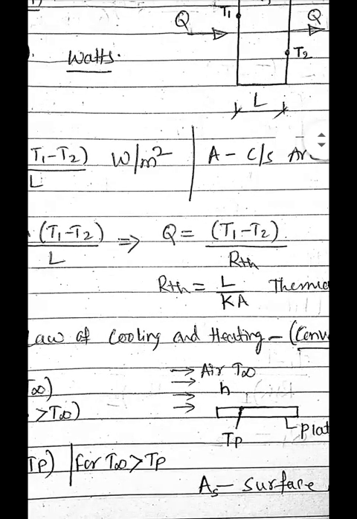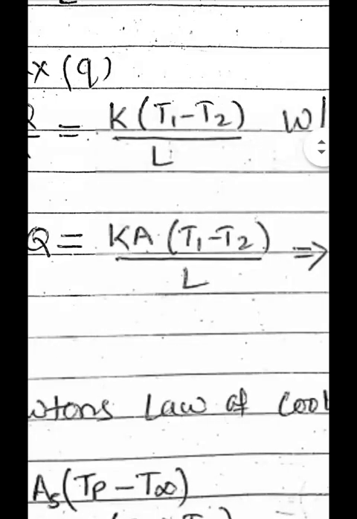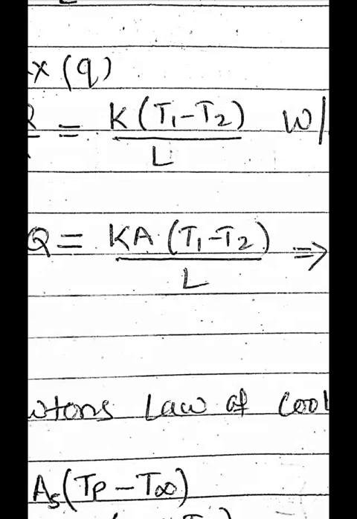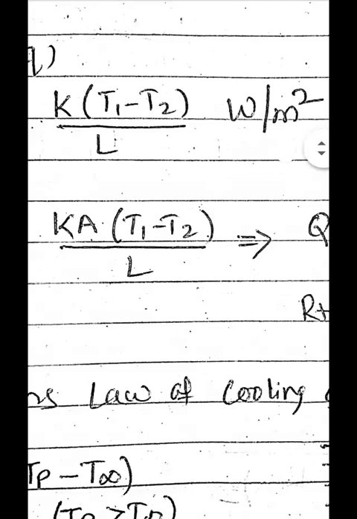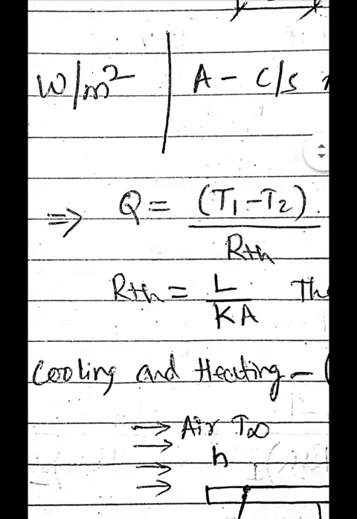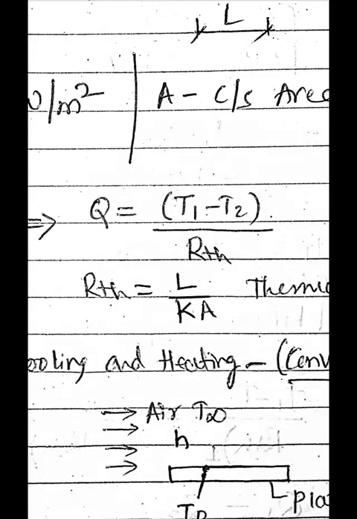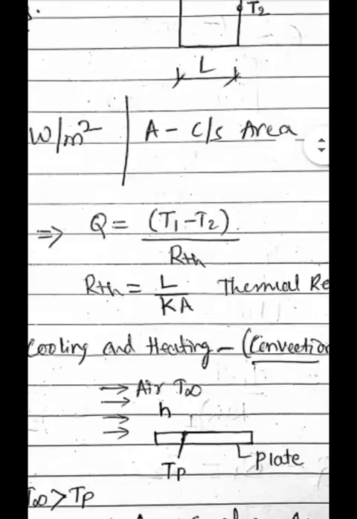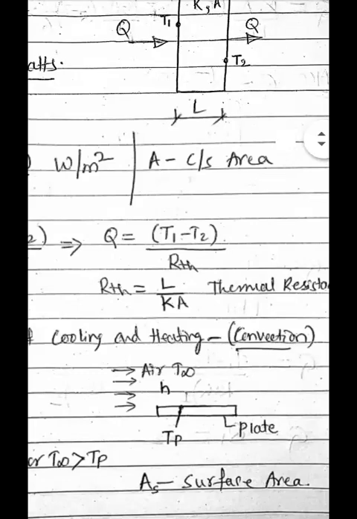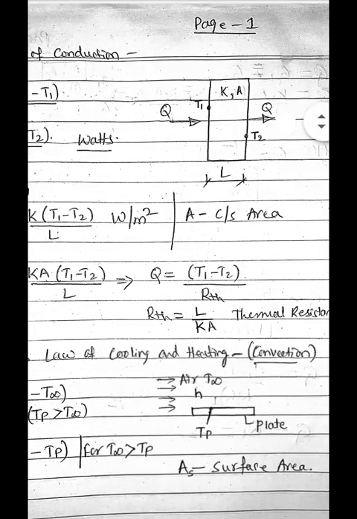If I take this Ka, whatever K value you are observing here, K into T1 minus T2 by L, and rearrange, you will get T1 minus T2 divided by L divided by K. I need to take this K to the denominator part, so it becomes T1 minus T2 divided by L by Ka. So RTH, the thermal resistance offered, is given by L by Ka. This we call thermal resistance. This is for a single slab.